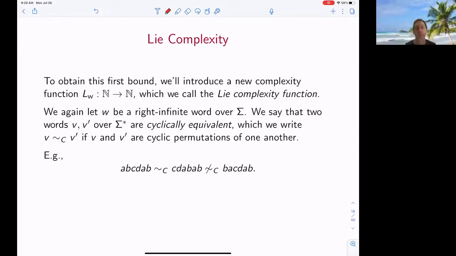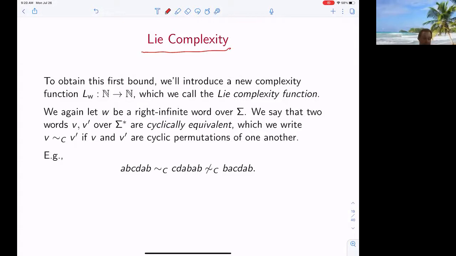So now I've finally gotten to the function I want to talk about, this complexity function Jeff and I introduced. What surprised me was that Jeff has this Walnut program, and it's able to compute this for a lot of automatic words. It seems to be a very interesting function. I'll talk more about this, but I think there are lots of nice questions about it. We're going to call it the Lie complexity function.